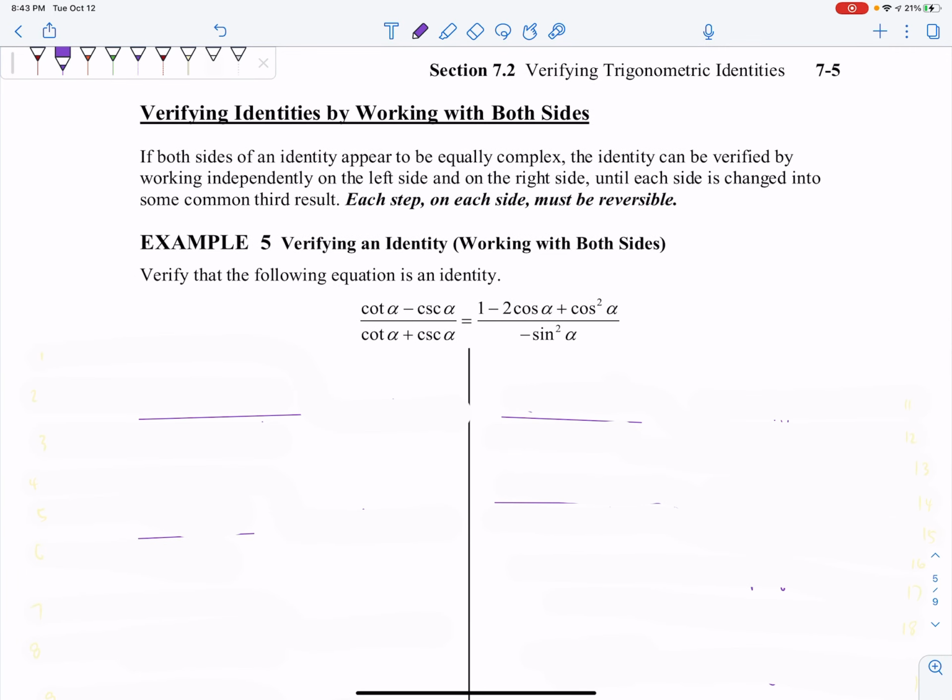All right, verifying identities by working on both sides. So I actually kind of showed you this a little bit ago, but instead of just working on the other side to work backwards, what this means is that I'm going to work on one side until I get stuck. And then I'm going to go to the other side and I'm going to work until I get stuck. And what I'm hoping for is that when I get stuck, the two bottom lines are going to end up being the same thing. So that's going to be the goal here.